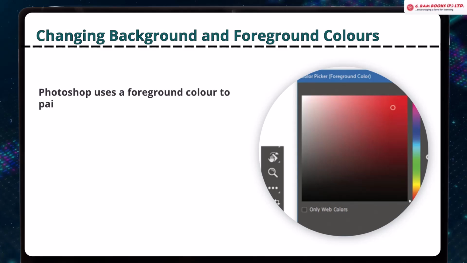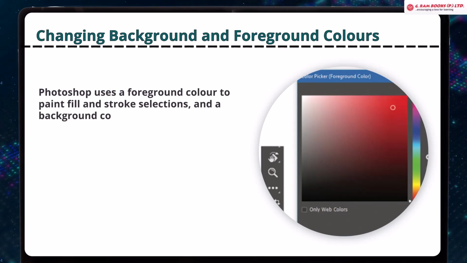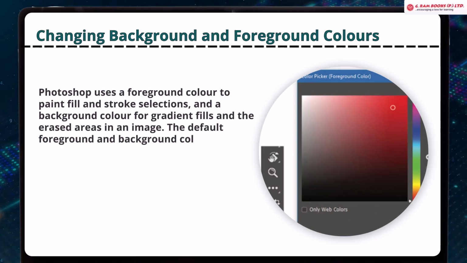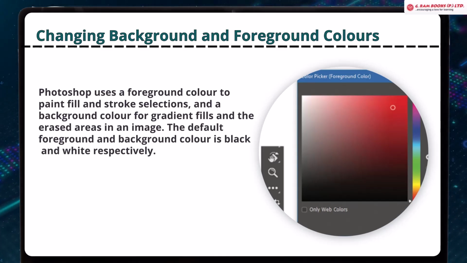Changing background and foreground colors. Photoshop uses a foreground color to paint, fill, and stroke selections, and a background color for gradient fills and the erased areas in an image. The default foreground and background color is black and white respectively.